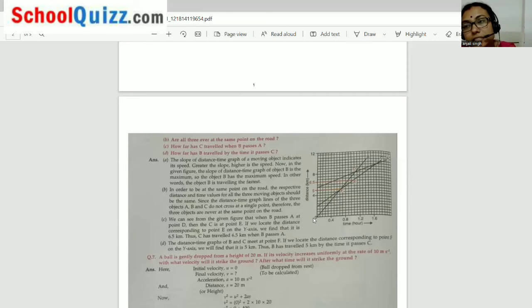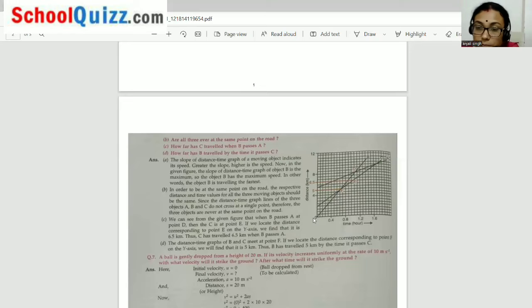Okay, at the point where B and C intersect, B has traveled up to 5 kilometer. By mistake I said A and C. No, where B and C intersect, how much is the distance traveled by B? So that is 5 kilometer.